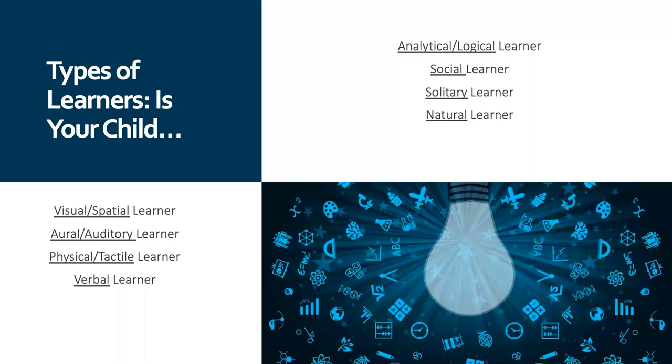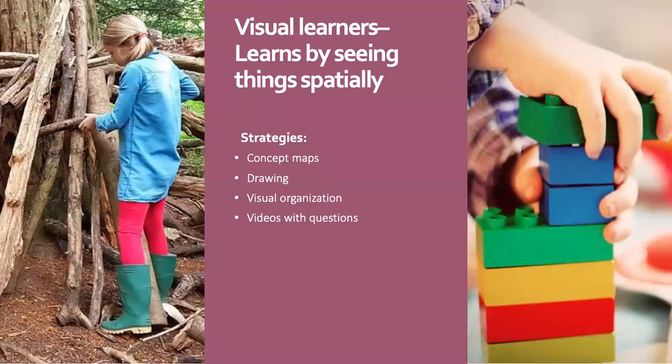That's called differentiating. And on the screen here, you see what some of the types of learners are: visual, spatial, oral, auditory, physical, tactile, verbal, analytical, social, solitary, and natural. And we'll talk a little bit about what those things are if you want to move forward, Dr. Robertson. So a visual learner is typically a person that sees things in a spatial sense.